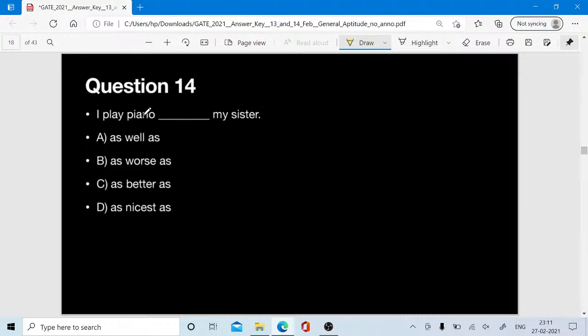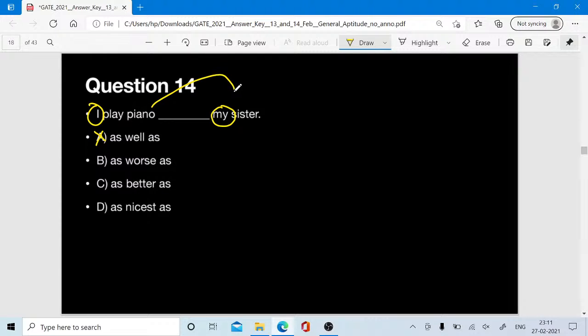This question I have explained numerous times in my English classes also. In the English classes, all these questions have been done. What I have told, as well as my sister, won't happen here. I play piano with my sister can be the answer. I can't say I play piano as well as my sister, okay? That is a wrong usage of English. As well as is wrong.